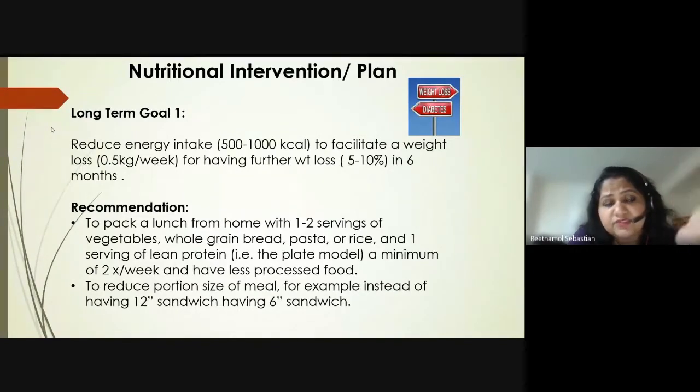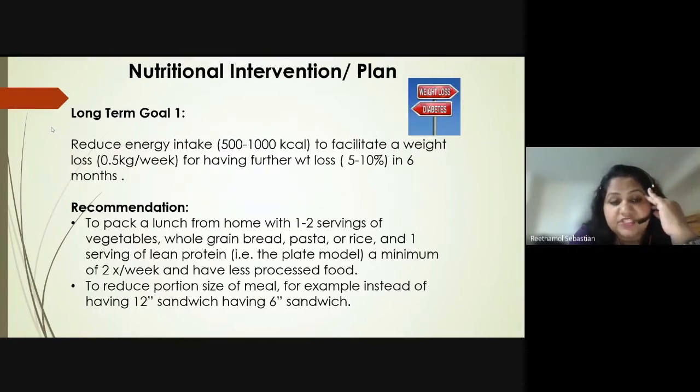So when you cook something from home, we know what we can control: the ingredients, we know how much we are putting, right? But when buying something from outside, we don't know. For taste, they will be adding so many things. So that could be one of the realistic recommendations.